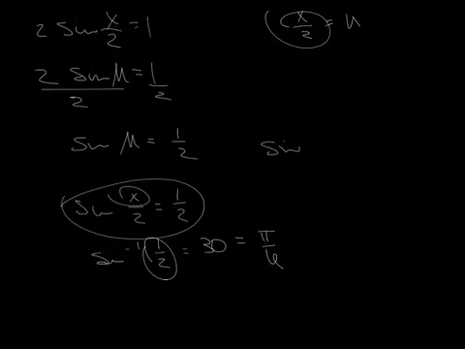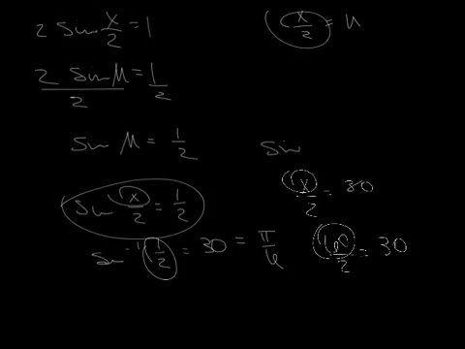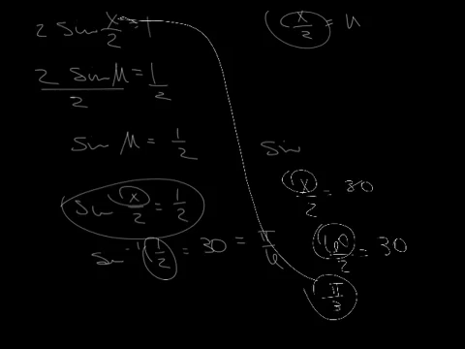So x over 2 is 30 degrees. So what does that mean x has to be? x has to be 60 in order for x over 2 to be 30 degrees, right? So 60 degrees is what my x value is. If I were to change 60 degrees to radians, it would be pi over 3. So this right here is what goes in there for x.